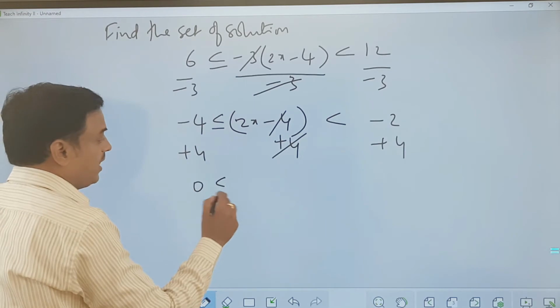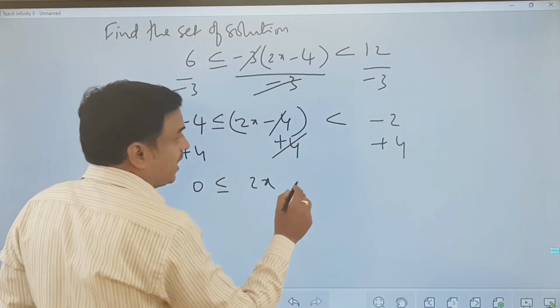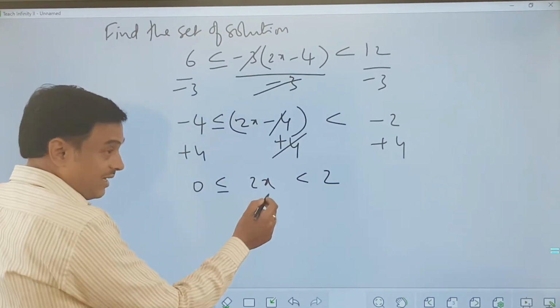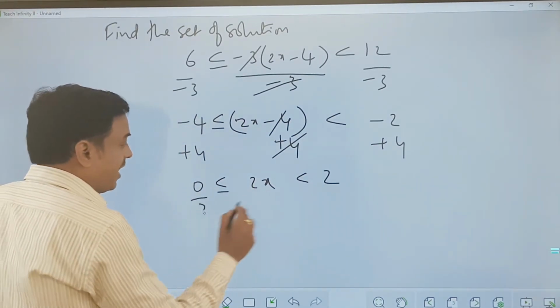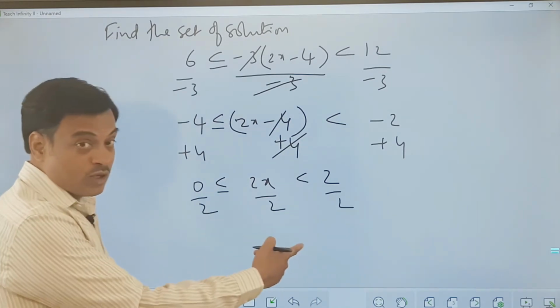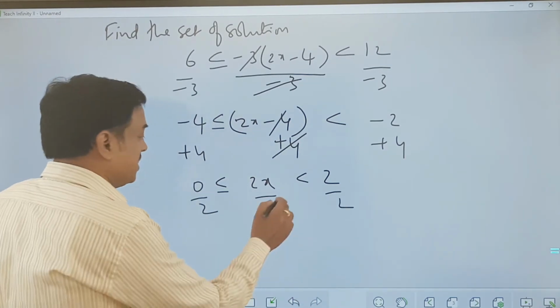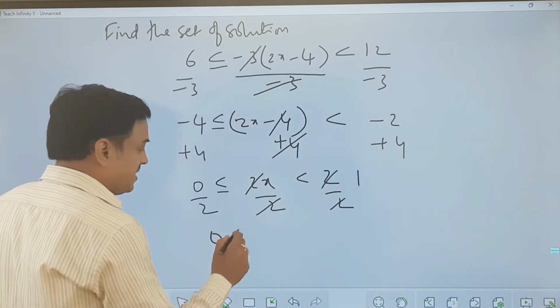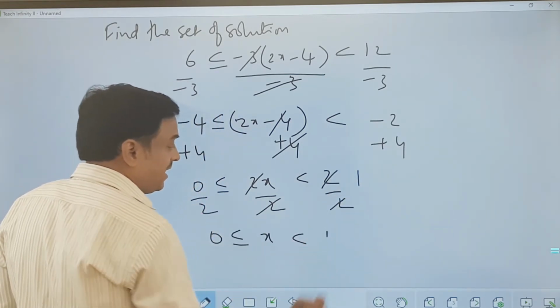This will be 0 less than or equal to 2x, less than what I get here, +2. Now in order to get the value only for x, I'll divide by 2 for all the 3. I can directly divide because 2 is a positive value, so the inequality won't change. So 2 and 2 get cancelled, this becomes 1. So my final answer is 0 is less than or equal to x less than 1.